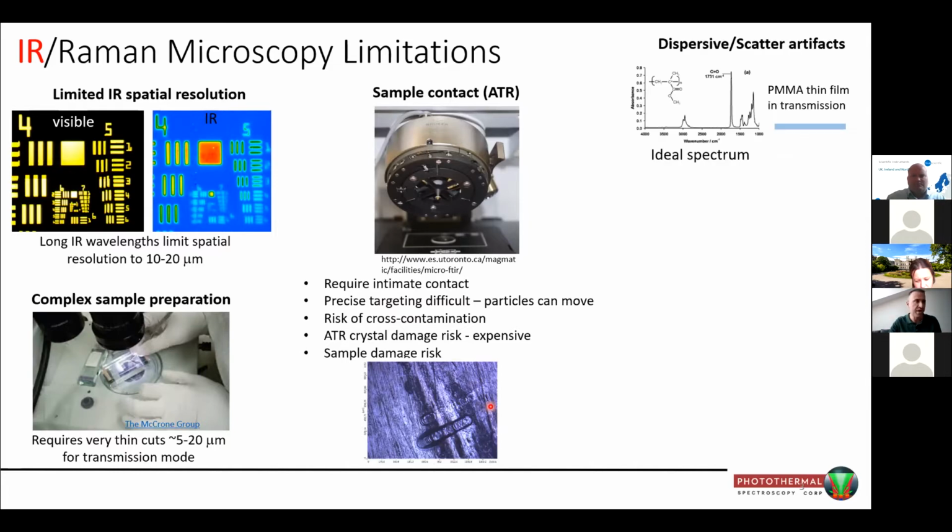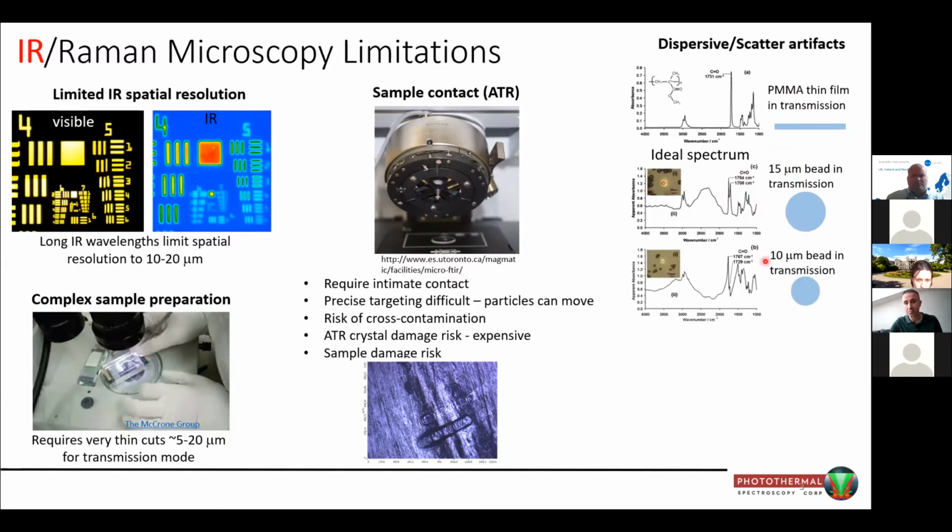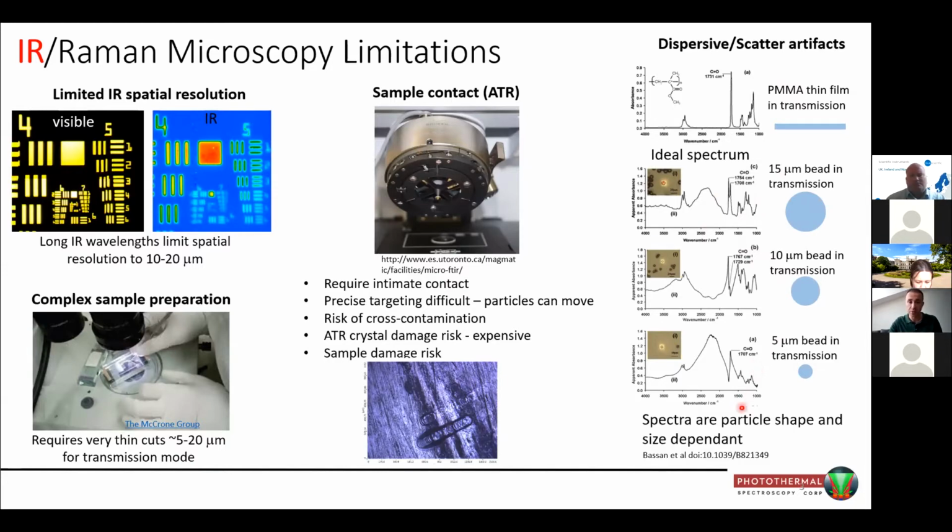But I think one of the underappreciated issues with current day FTIR are these so-called dispersive and scatter artifacts. So an ideal spectrum is measured in transmission, and imagine this is a thin polymer film, PMMA, you end up with a beautiful spectrum, nice flat baseline, nice symmetric peaks. But if you take the exact same material and make it a 15 micron bead and measure that in transmission mode, well, the spectrum now looks very different. Make it a different size bead and make it smaller yet again, the spectra changes. Baseline, peak shift, peak split, it becomes a real mess. So the spectra are very much particle shape and size dependent, and also surface topology as well.